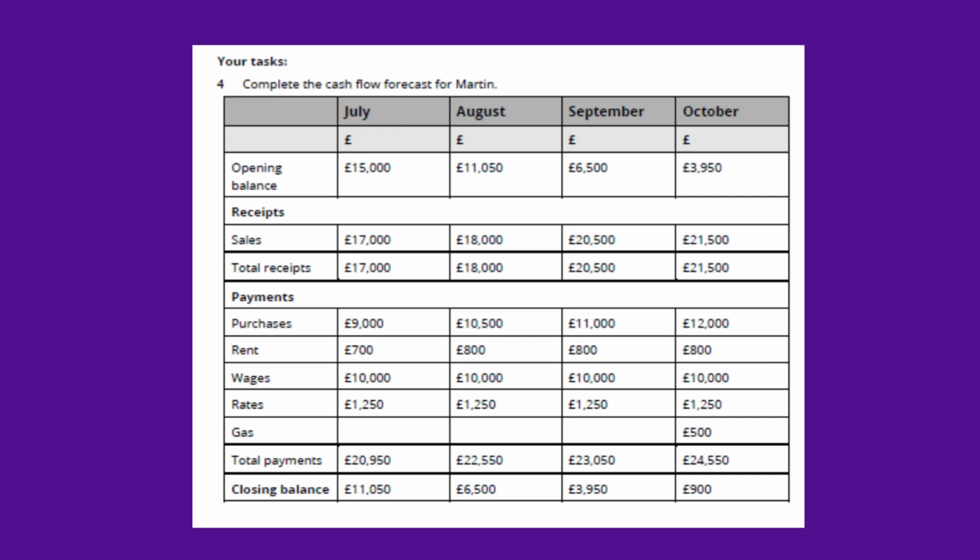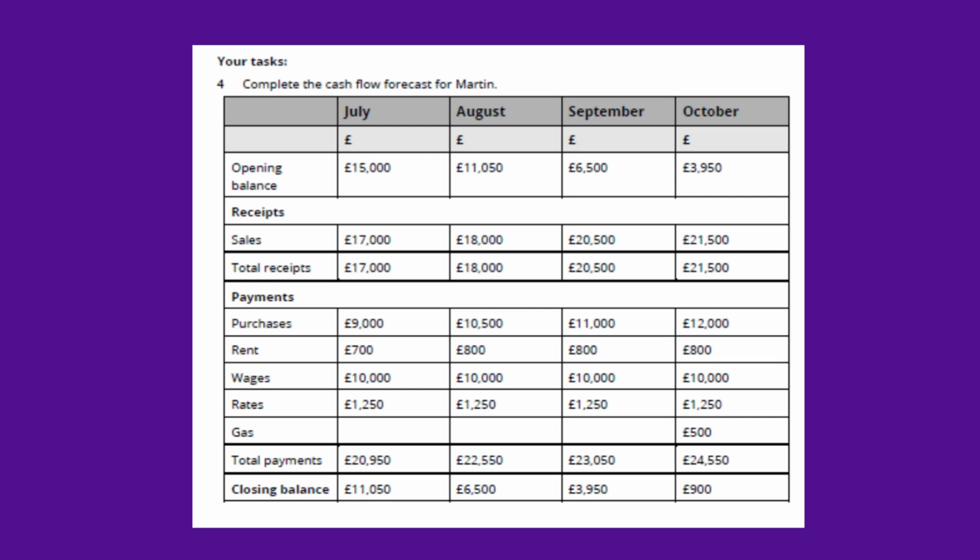So if you look at it, he started with £15,000 as his opening balance. He made sales of £17,000, and his purchases below is what he's expected, and then his total payments, I've added those all up, and I've subtracted that from the 17,000, added on the 15,000, and now he's got a closing balance of £11,050.